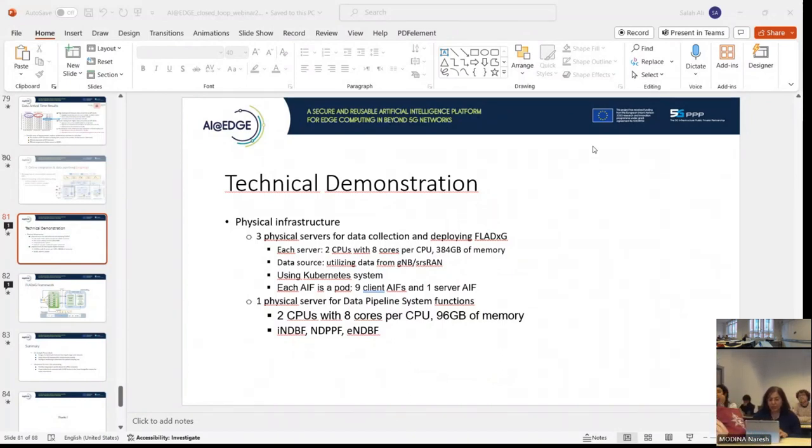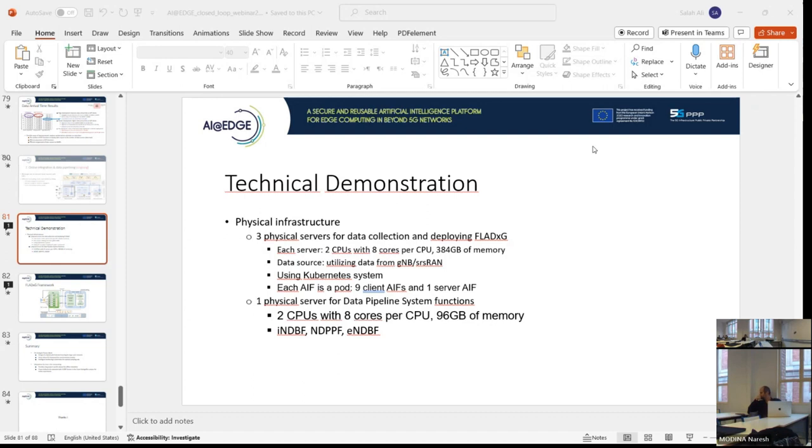I'll talk about the whole physical infrastructure to run this demo. We have three physical servers for data collection and deployment of our framework, which is called FLAD EX. Each server has two CPUs with eight cores per CPU, and 348 GB of memory.